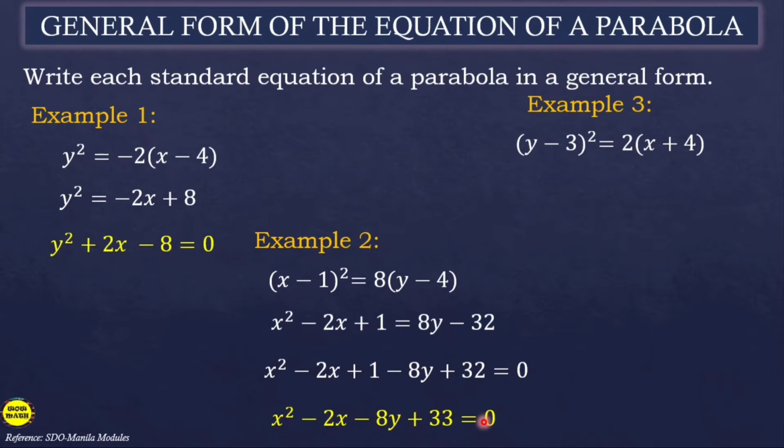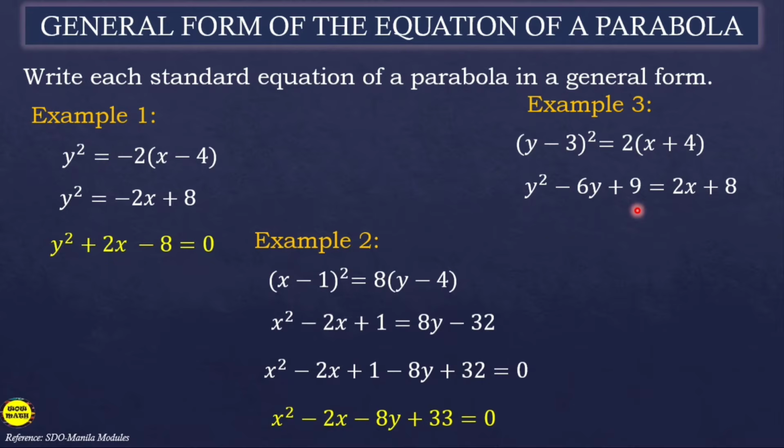So another example, we have y minus 3 squared is equal to 2 times the quantity of x plus 4. Okay, so pwede nyo i-post yung video, saka try nyo sagutan. Okay? So again, expand din ulit natin ito. So y minus 3 squared is y squared minus 6y plus 9 is equal to 2 times x, that is 2x, 2 times 4, that is positive 8.